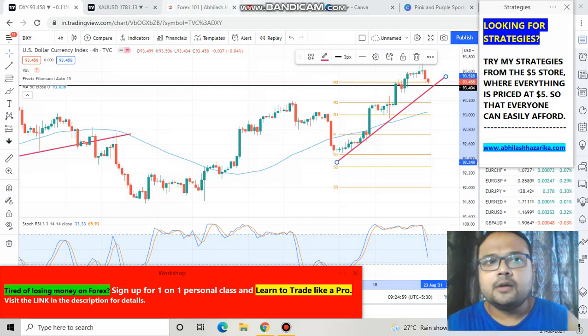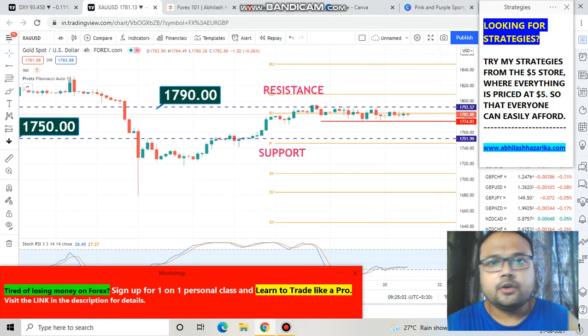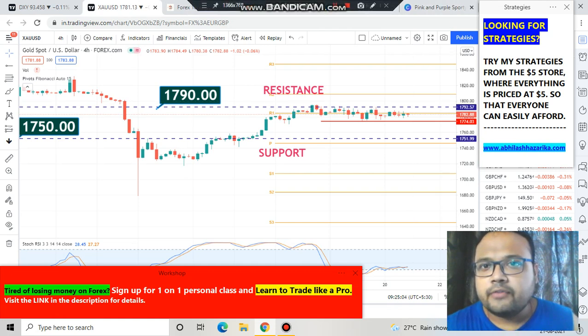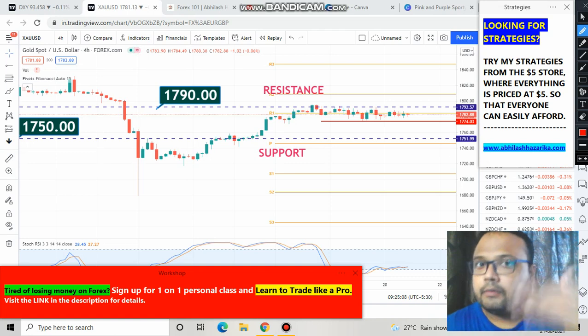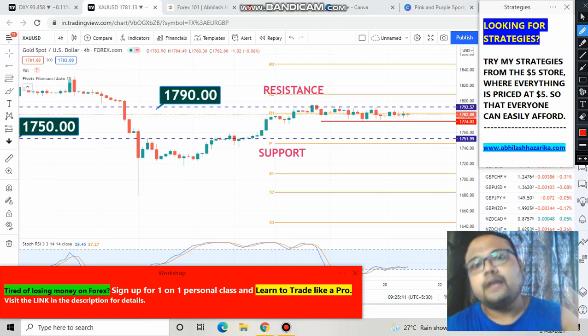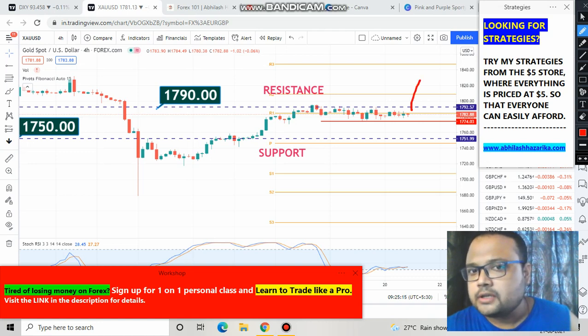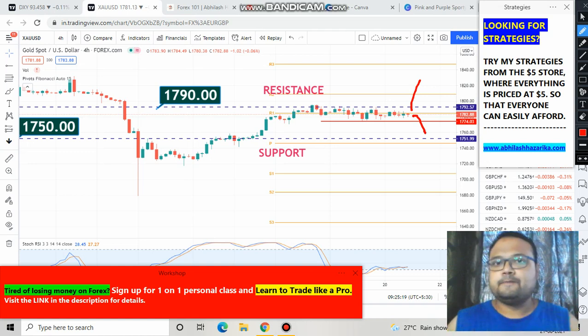Right now there is not much volatility in the gold USD chart. Just wait for the perfect time when the market will be blasting or volatility will be back. If it crosses this line, go for buy. If it crosses this line, go for sell. That's it. So this is it.